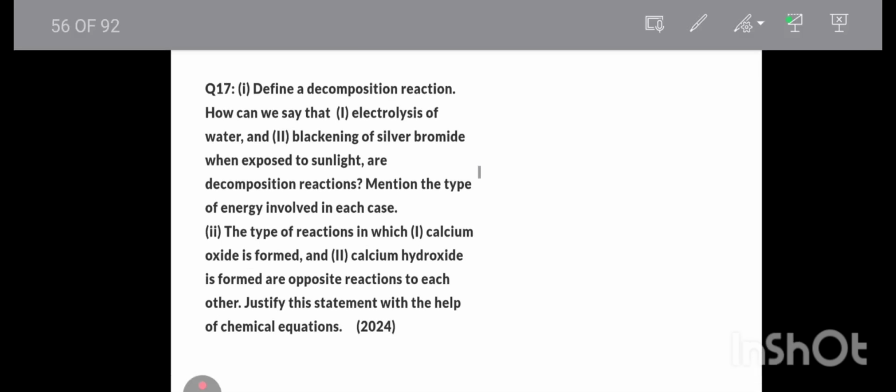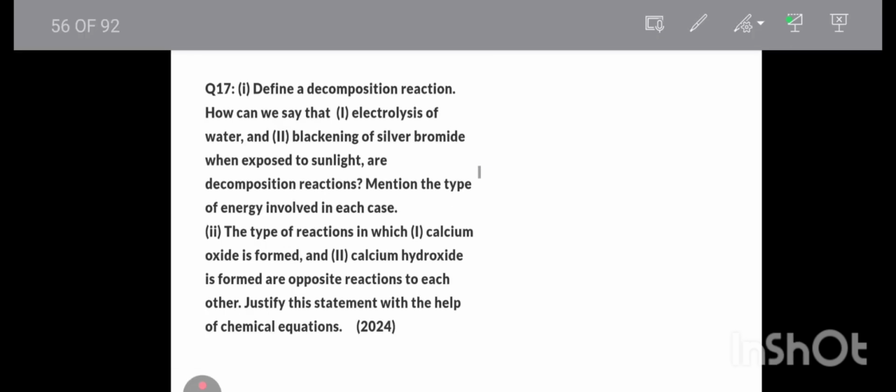Define a decomposition reaction. How can we say that electrolysis of water and blackening of silver bromide when exposed to sunlight are decomposition reactions? Mention the type of energy involved in each case. The type of reaction in which calcium oxide is formed and calcium hydroxide is formed are opposite reactions to each other. Justify the statement with the help of chemical equation.